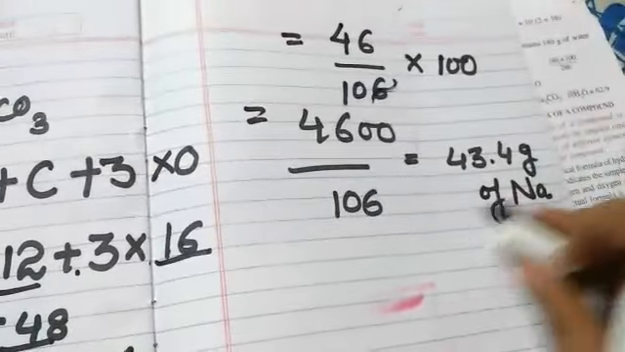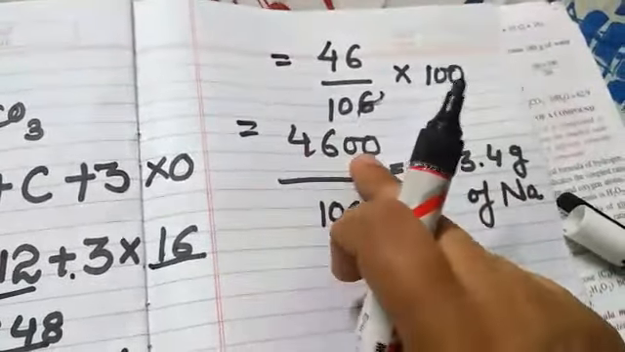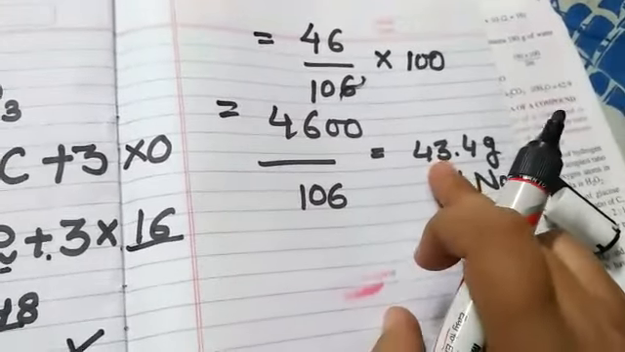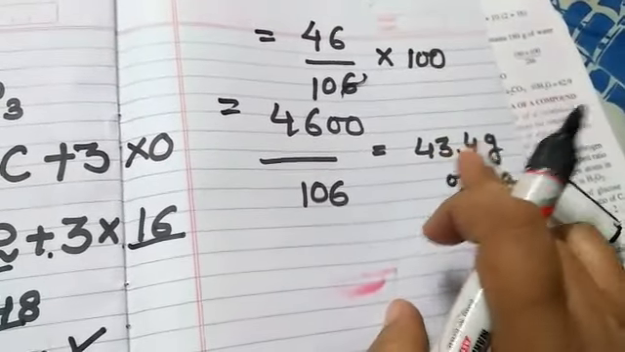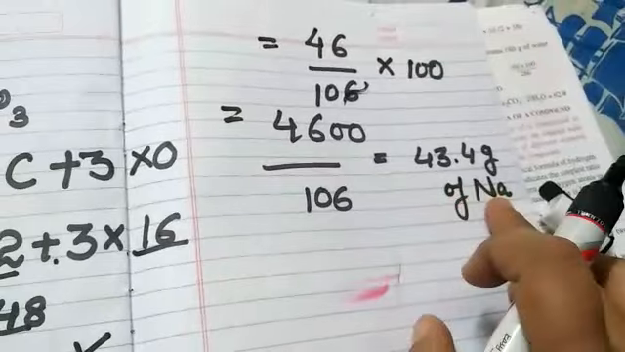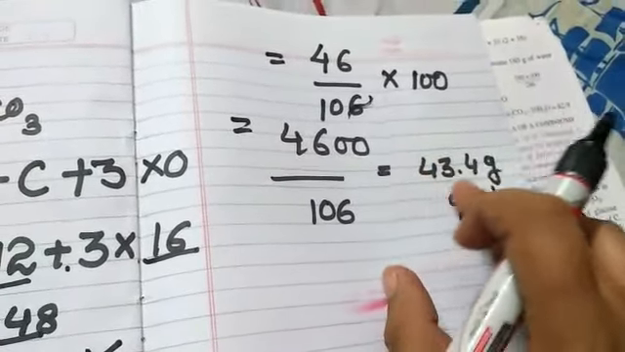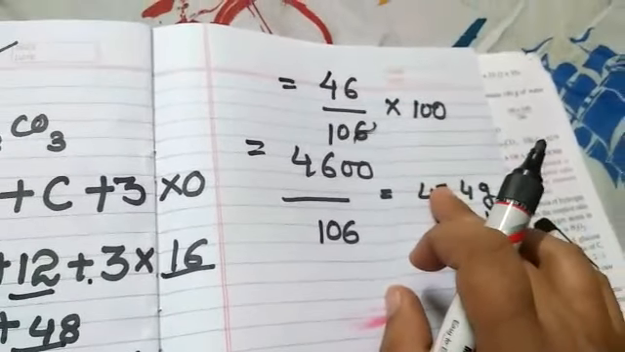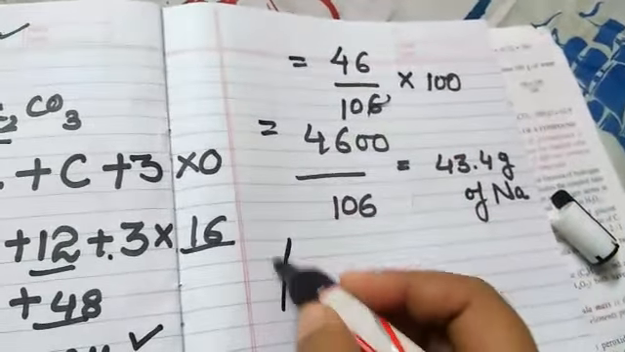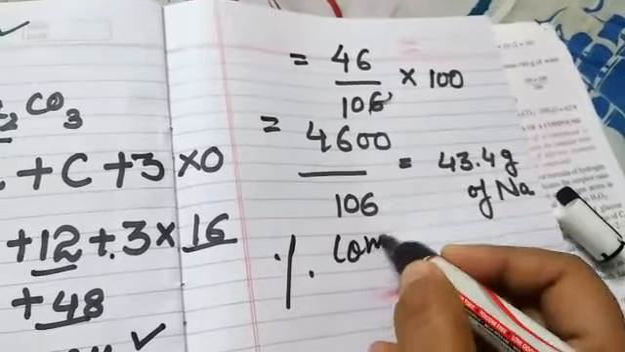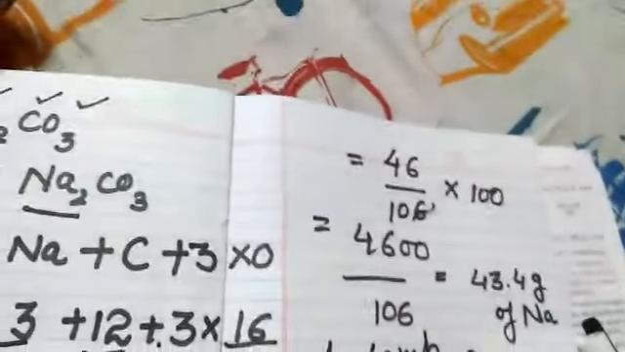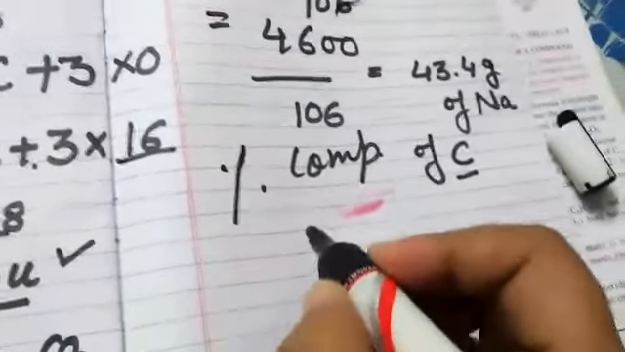So after solving this one, we get 4600 divided by 106. So it comes out to be 43.4 gram of sodium. So this is the percentage composition, or this is the amount of sodium present in sodium carbonate. Next we have percentage composition of carbon. So how to find out this one?